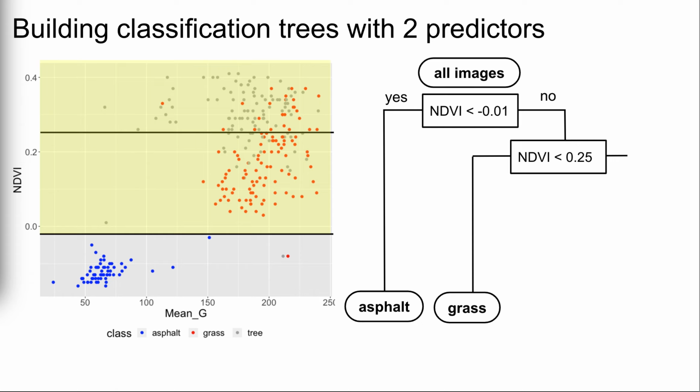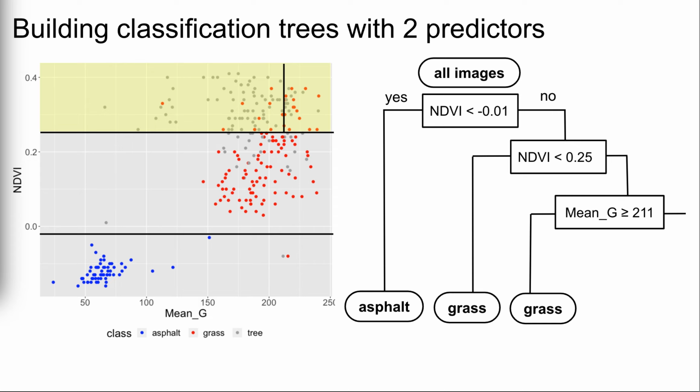Above 0.25, there are more tree images than grass images, but let's make one more split to better distinguish between the two groups. Among images in this group with vegetation indices above 0.25, the best binary split is at a greenness measure of 211. Above 211, most images are grass, and below 211, most are trees.